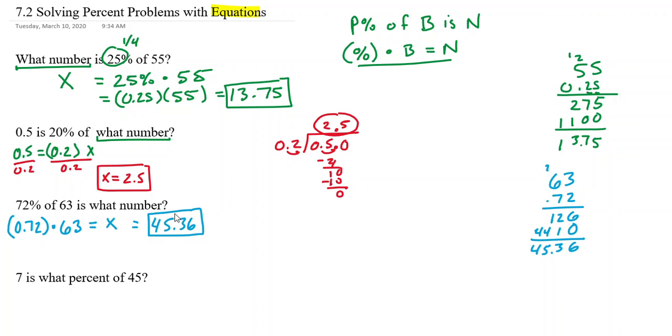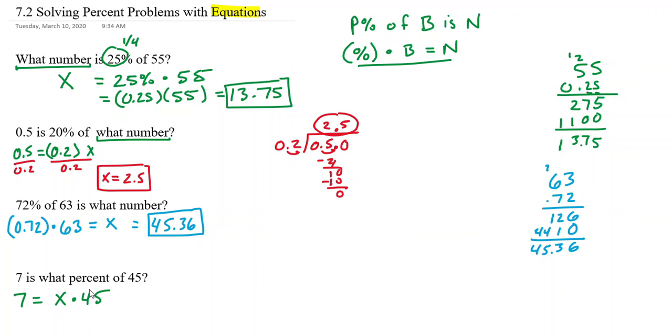Now, if we get an answer that's just a couple of decimal places, it's legitimate to just go straight with that. But if we have lots and lots of decimal places, especially if we're doing division, we'll do some rounding at some point. Okay, let's do the next one. 7 is what percent of 45?